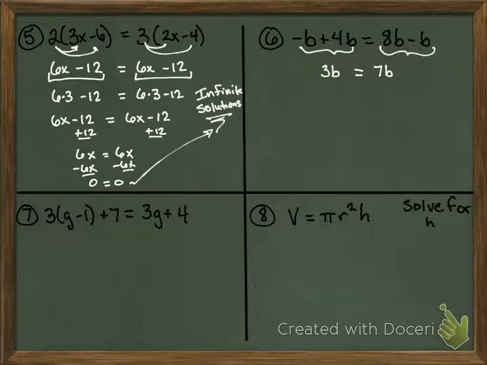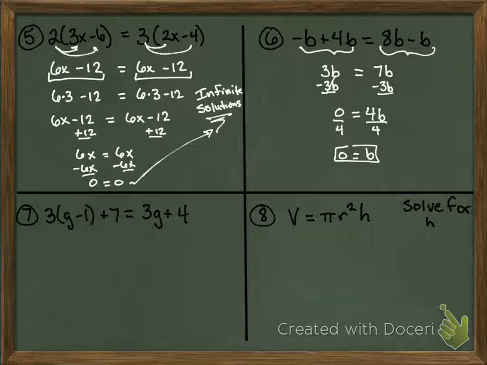Right away I can already tell that with 3b and 7b, there's really only going to be one answer that this could be. If I subtract 3b from both sides, I'm going to get 0 over here. 0 is equal to 4b. And so when we divide by 4, we get that b is equal to 0. So 0 is the only thing that would make this equation a true statement.